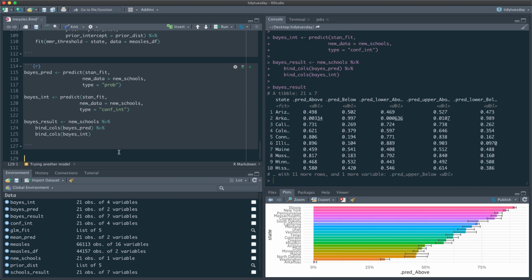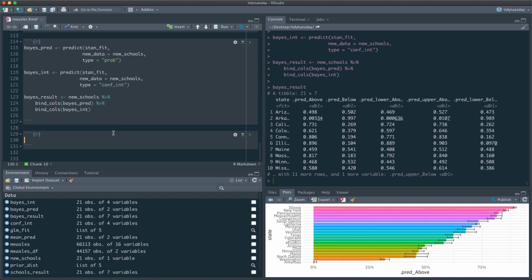So this is where tidymodels really gets you far, when you want to compare different kinds of models. You want really predictable results, so that you know what you're going to get back. And so let's make a little visualization here at the end, comparing these results. We've got our first result, let's say model equals GLM, and then let's bind it to the Bayes result, and mutate model equals stan.